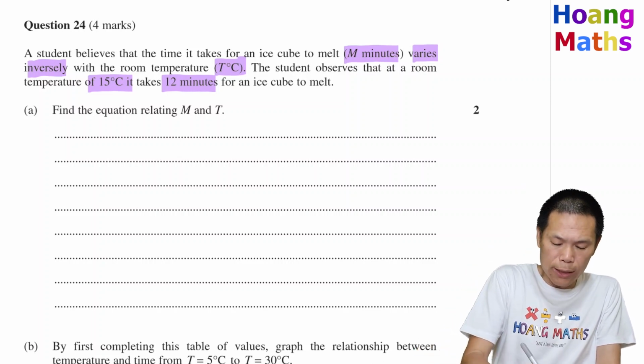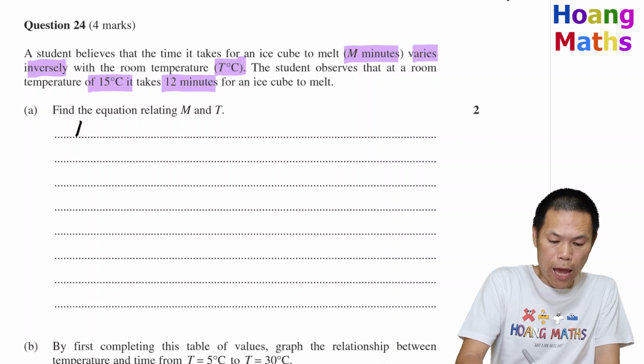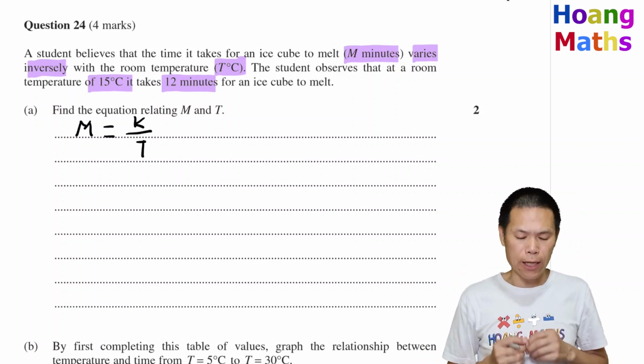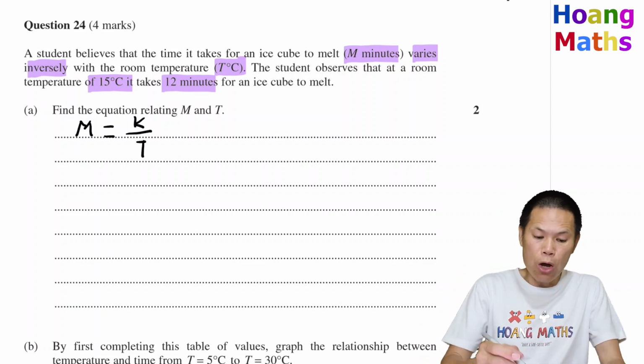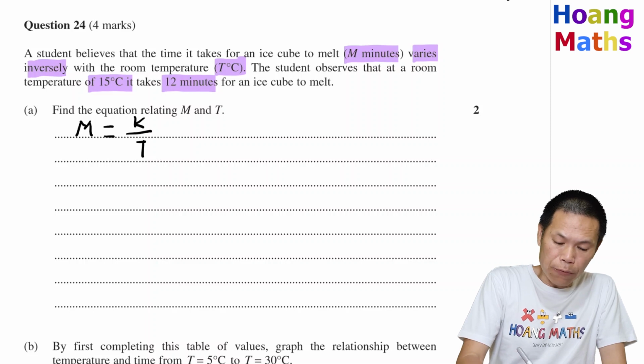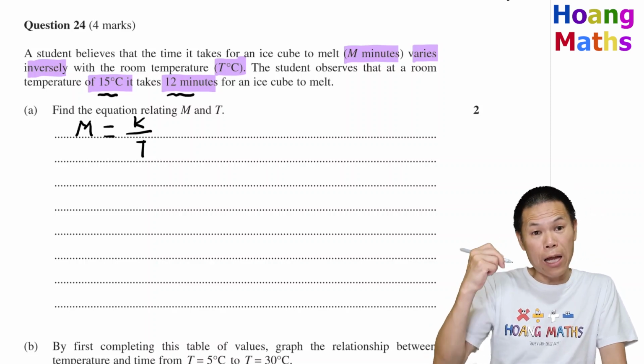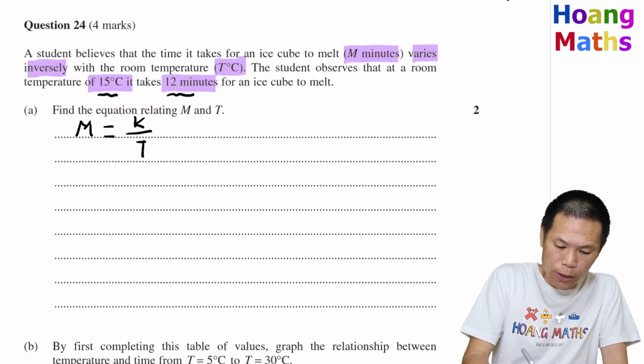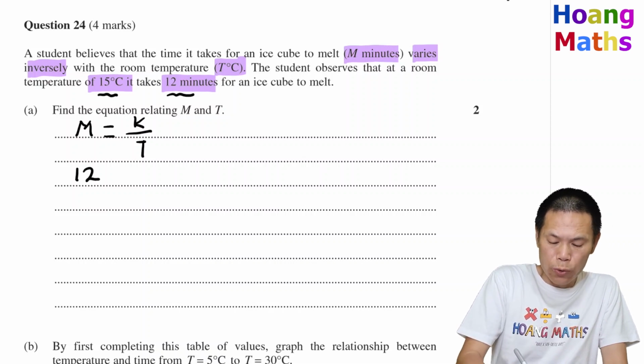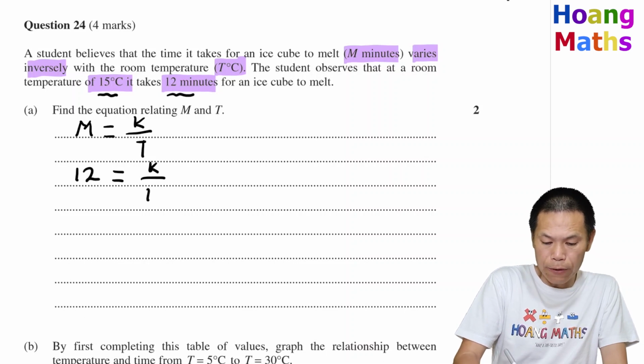And we know that m varies inversely with T. So let me just write this out. In other words, m is k over T because it is inverse. Okay, keep that in mind. And we know that when T is 15, m is 12. So we can find the value of k. So m is 12, which is equal to k over T, that is 15.